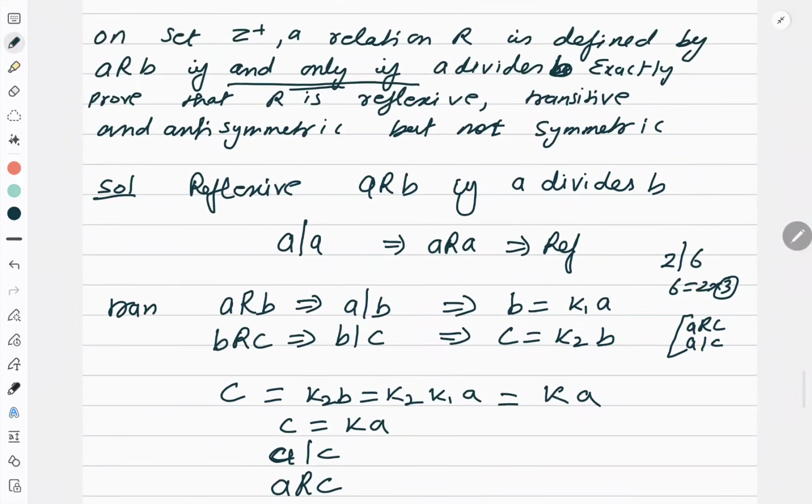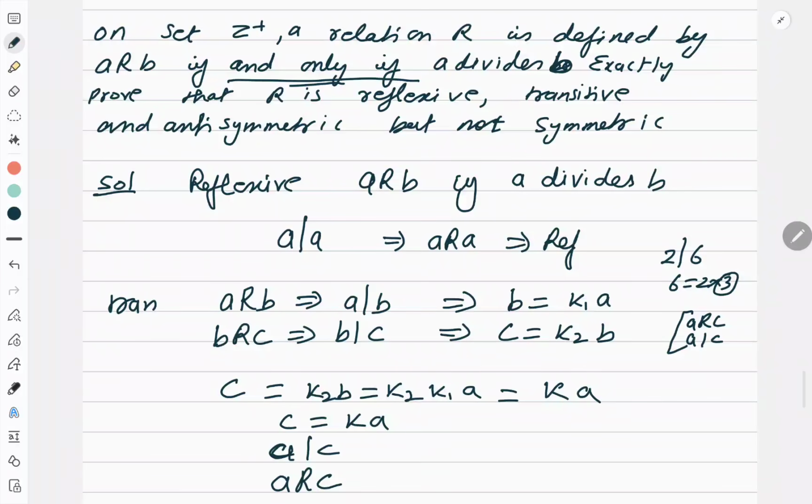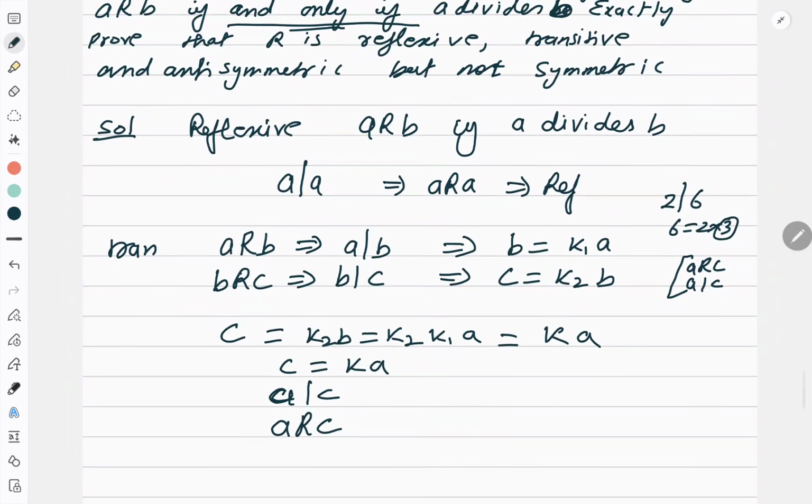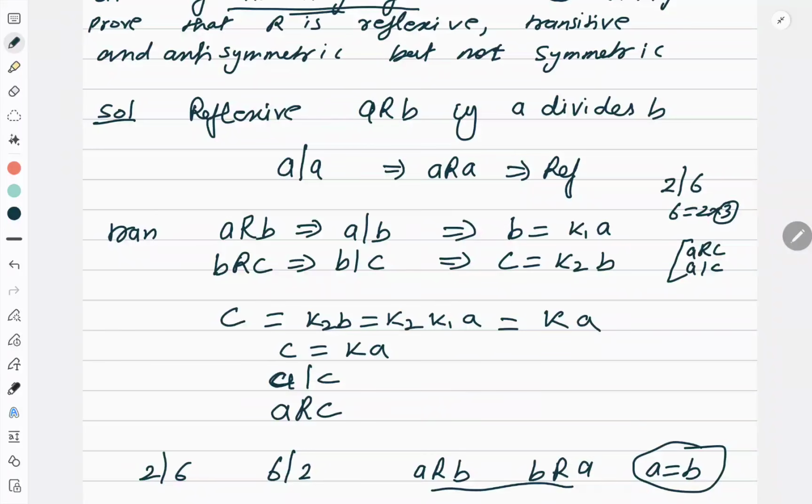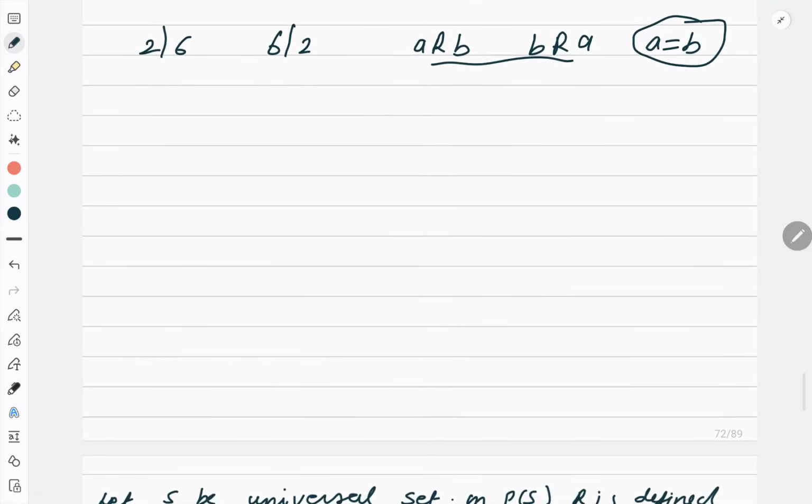Now they are saying that it is antisymmetric. Antisymmetric means it is not at all possible for any pair like that. Why? Because I know that if 2 divides 6, 6 cannot divide 2. Right? So if A is R related to B and B is R related to A, it is possible only when A is equal to B, which tells me that it is antisymmetric. So definitely it is not symmetric and it is antisymmetric. Okay, so this is how you have to write and explain the questions.